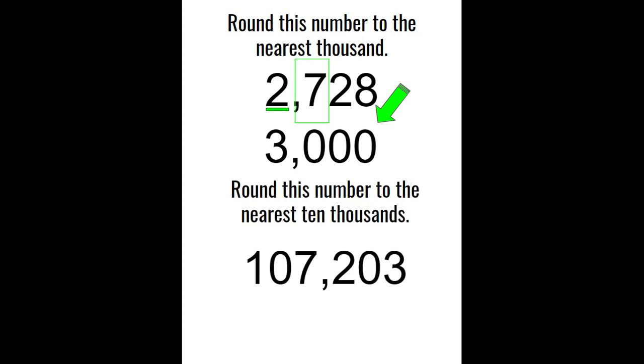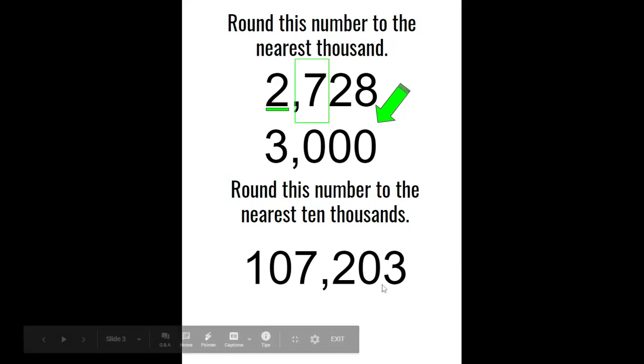Round this number to the nearest 10,000s. Okay, this one's a little bigger, so we're going to have to look at this and decide where is my 10,000. So I'm going to go look. I have my ones, my tens, my hundreds, my thousands, and my 10,000. So I have a 0 here, so I'm going to put my line there. In this case, I have 10 people outside playing. So I know that I put my box around the number beside my line.